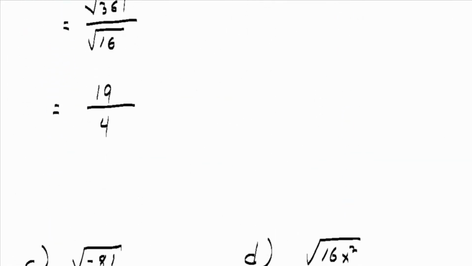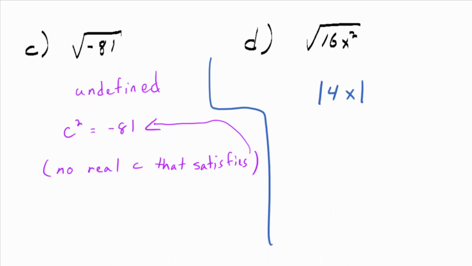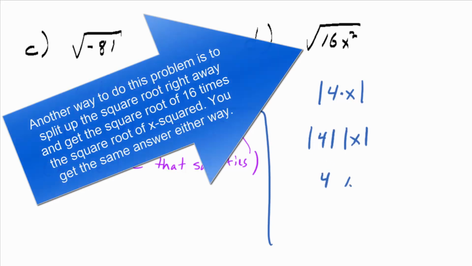So what's another way we could write the absolute value of 4 times x? Yeah, the operation here is multiplication, so we could rewrite this as the absolute value of 4 times the absolute value of x. Yeah, because the absolute value of 4 is just 4, so 4 times the absolute value of x.